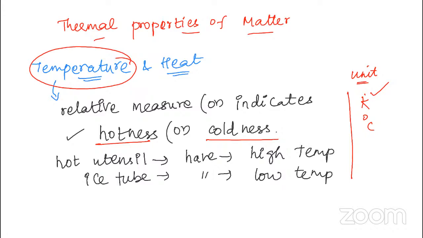Next one, what is meant by heat? What will be the difference between temperature and heat? Temperature is what measures whether it is chilled or cold, as we have said. So then what will heat be? When energy is transferred between two bodies, at that time temperature differences occur. That is what we call heat.